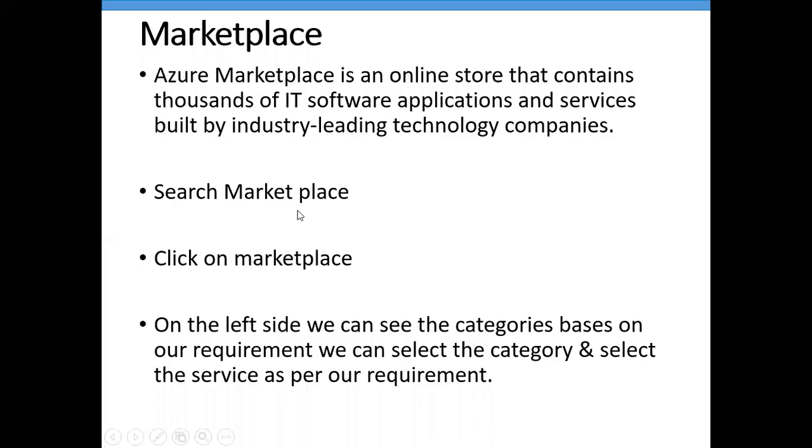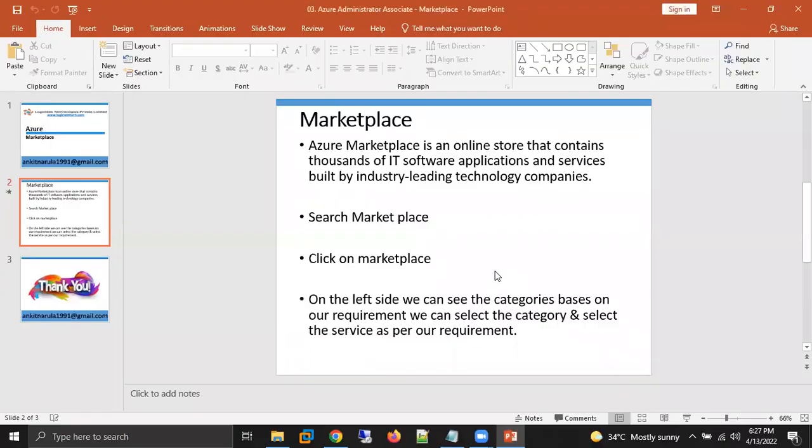And in the marketplace, we can even see some pre-installed software machines which are automatically provided by Azure. If your client wants to use machines which are pre-installed with software, you need not take a separate license for those software. We can see those machines also. How to see that, we'll see in our upcoming sessions.